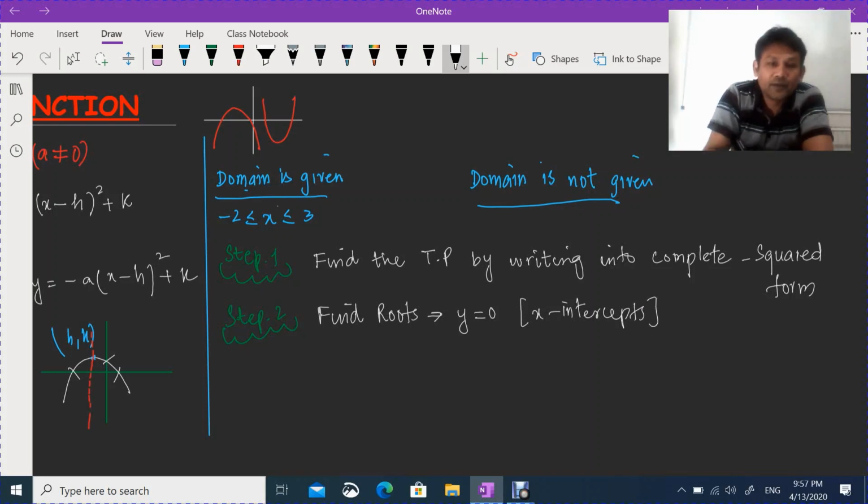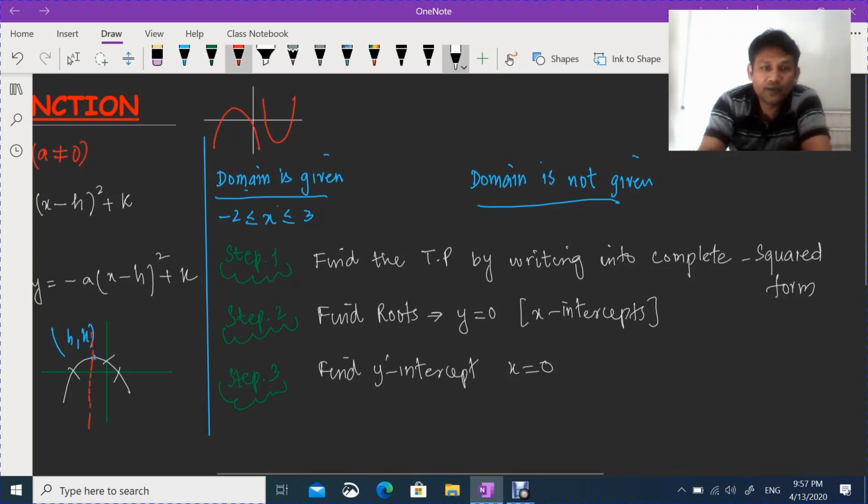Okay, then in step number 3, we have to find the y-intercept. The y-intercept means x will be 0. So when we have a turning point, we will have the first coordinate here, h and k.